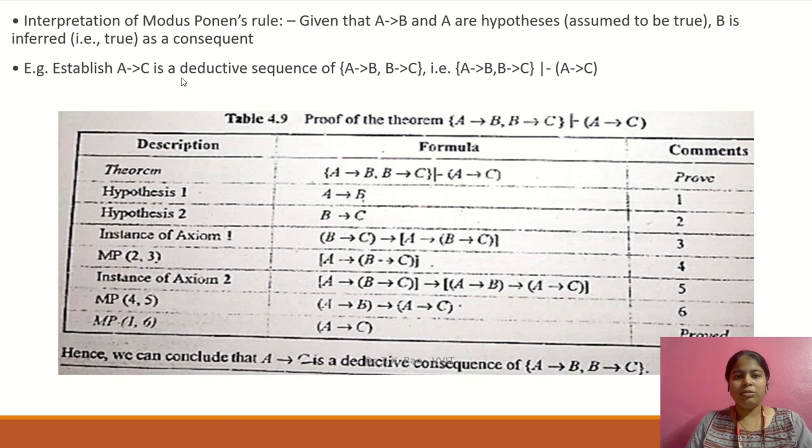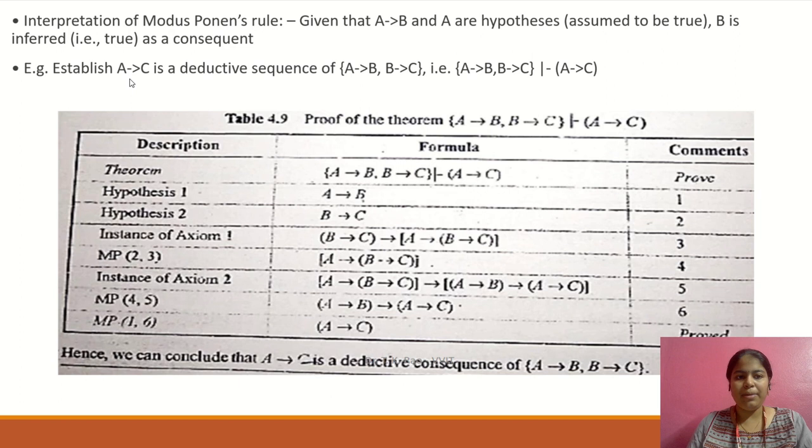Interpretation of modus ponens rules. Given that A implies B and A are hypotheses, B is inferred as a consequent. That is, A is true, and if A is true, A implies B is true only when B is true, and so B is inferred to be true as a consequent. Now let's solve a problem.